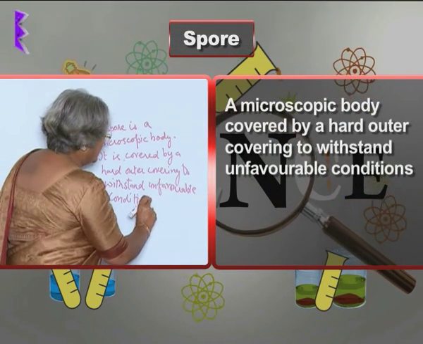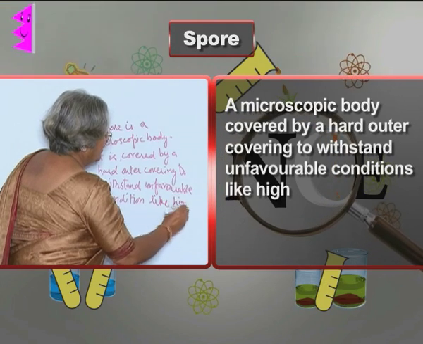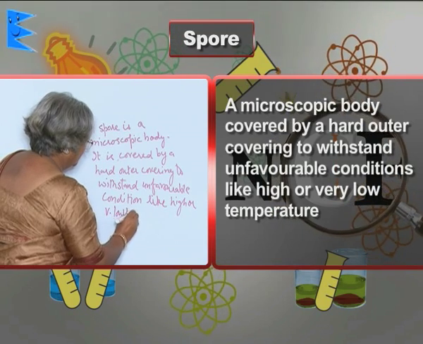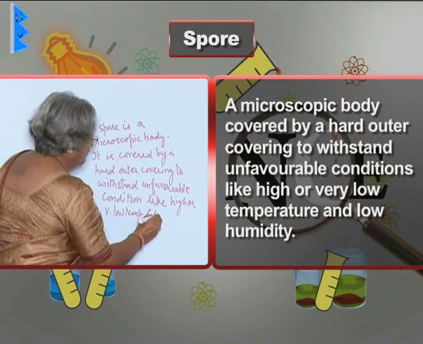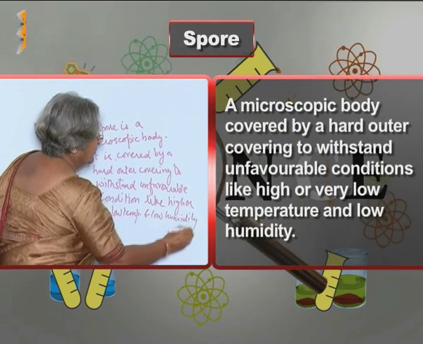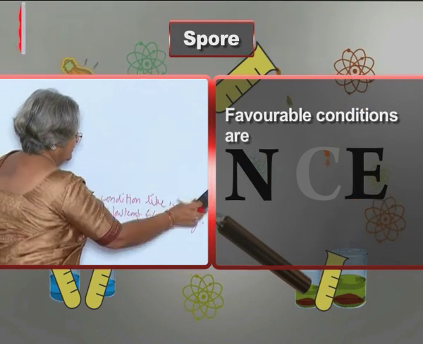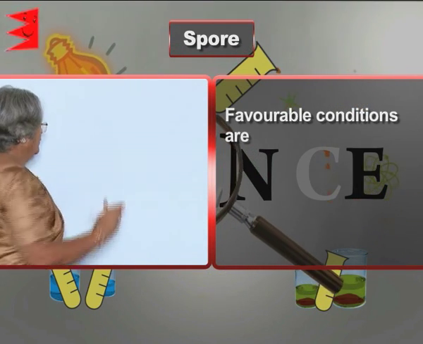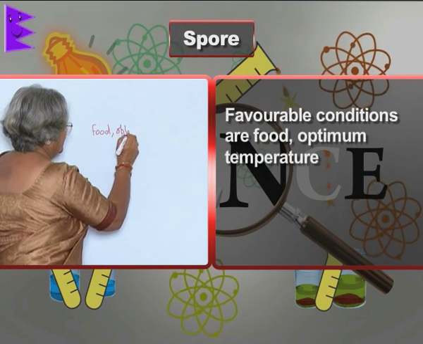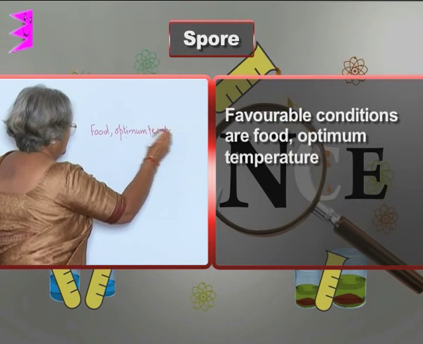What are unfavorable conditions? Like high or very low temperature and low humidity. The favorable conditions are food, optimum temperature and water.